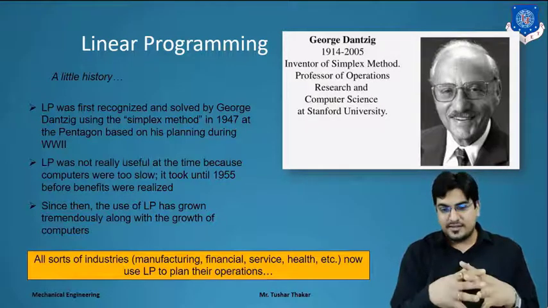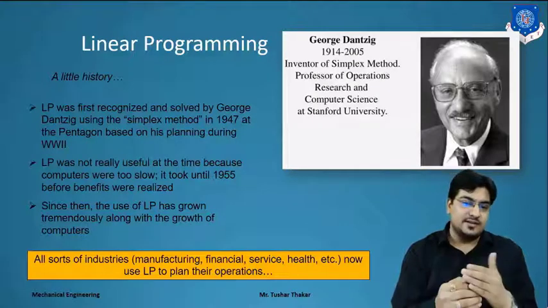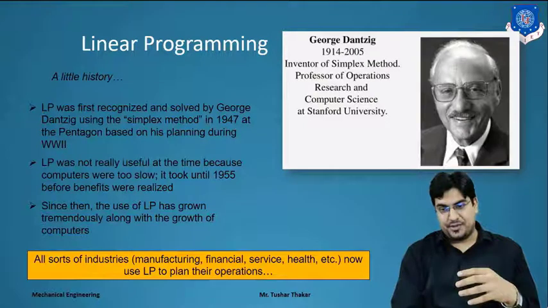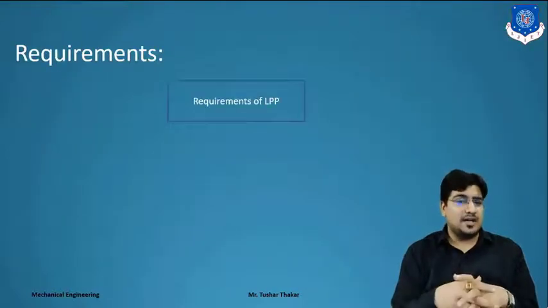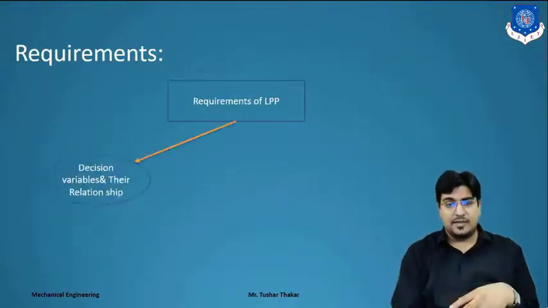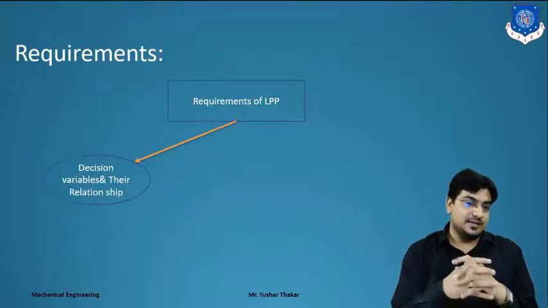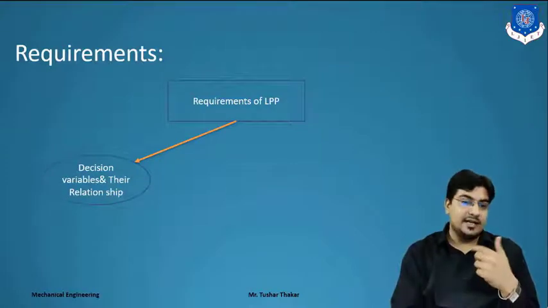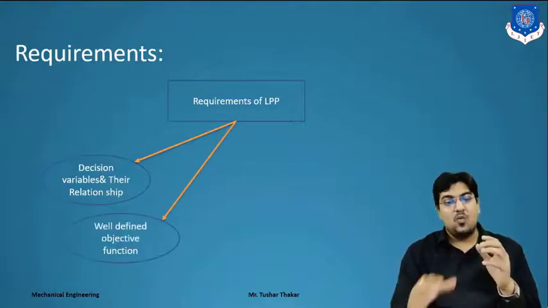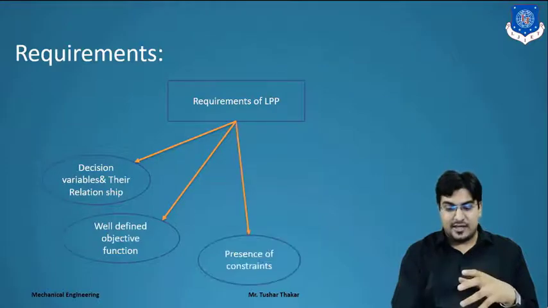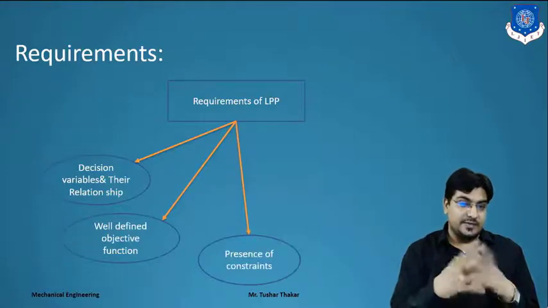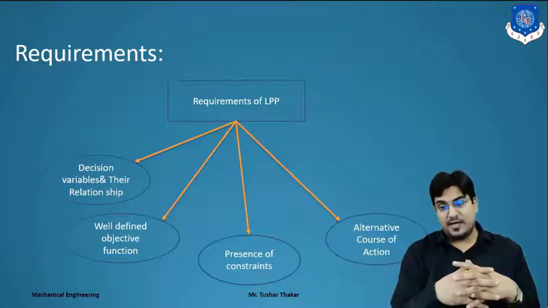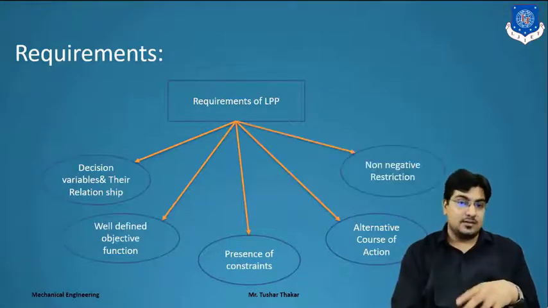Clear? So all sorts of industries, manufacturing, financial, service, health, now use LP to plan their operations. So what are the requirements of linear programming? The first requirement is decision variables and their relationship with the constraints also. A well-defined objective function we require. The third one is the presence of constraints. An alternative course of action is required for solving the LPP.